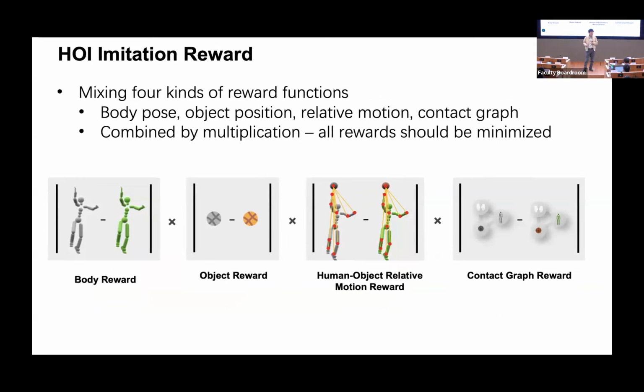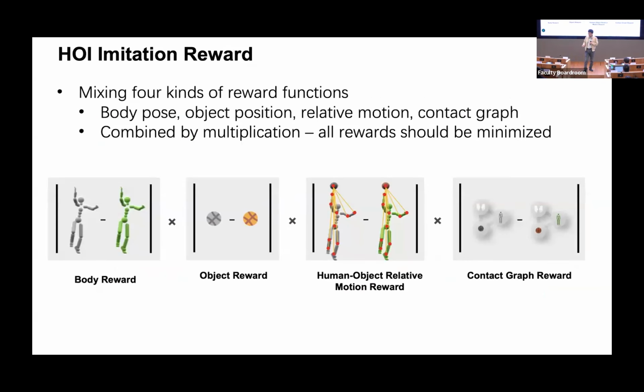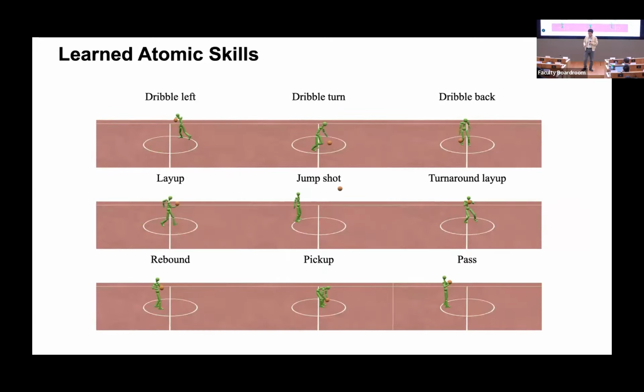So we basically design the reward function by combining 4 different rewards. Firstly, a body reward that will compare the skeleton pose of the observation and the robot, and then the object pose and the relative motion between the object and the body, and also the contact graph. So in that way, we can learn various different skills in simulation.